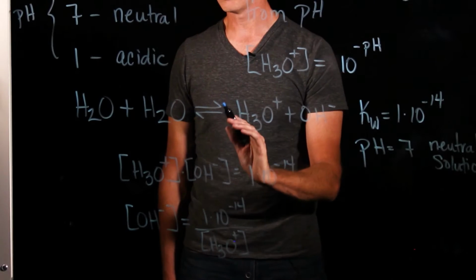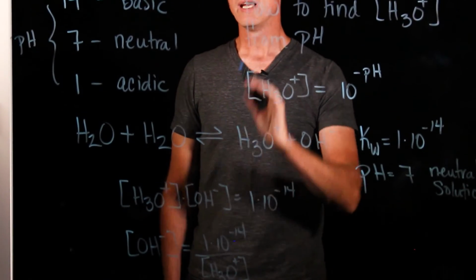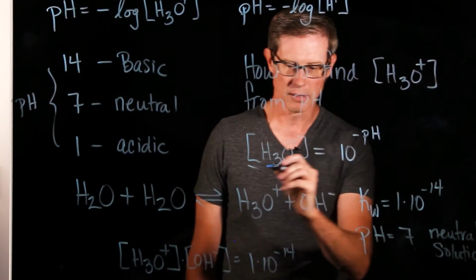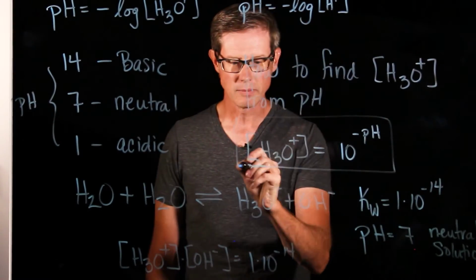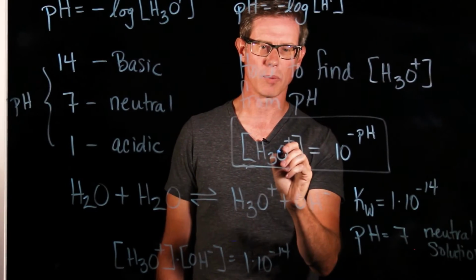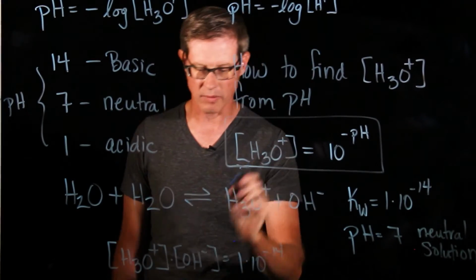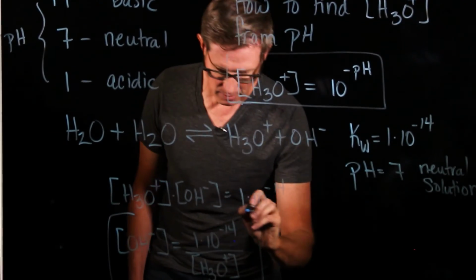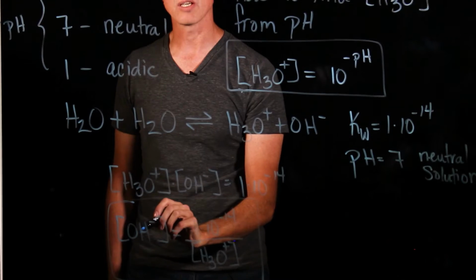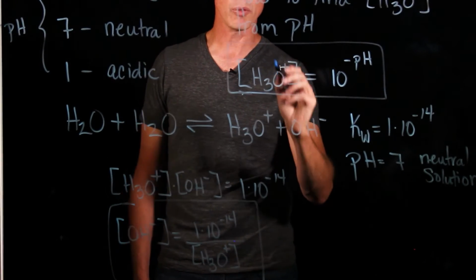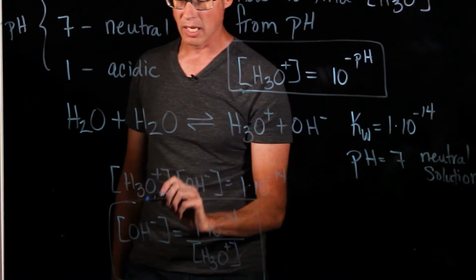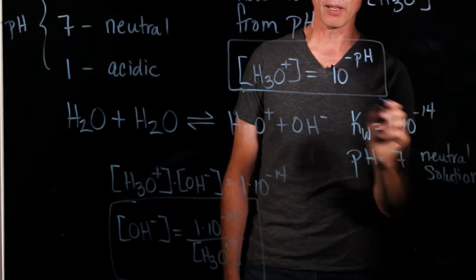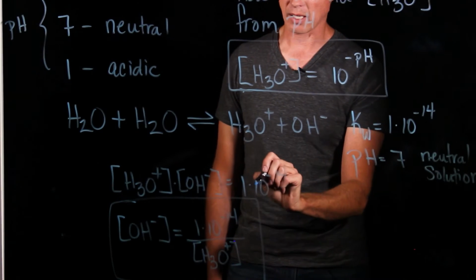So think about what you can do just by measuring pH. If I measure pH, I can use this equation here to determine the concentration of H3O+. Once I determine the concentration of H3O+, I can use this equation to determine the concentration of OH minus. So I can get both the concentration of H3O+ and the concentration of OH minus from one pH measurement because they are related by a constant.